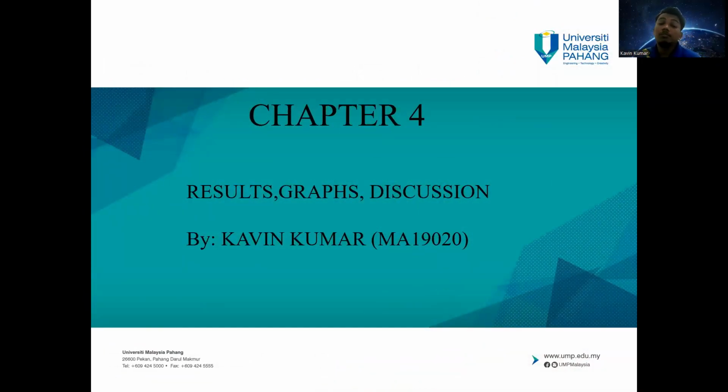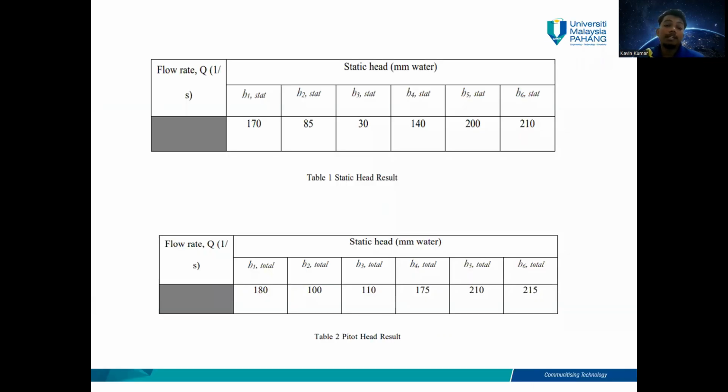So today I would like to give a talk on chapter 4 of the lab, which involves the result, graphs and the discussion of the lab. As the first thing, we have managed to take the static head reading and the static pitot head result of the experiment, which consists of 6 different H, and the H stands for the 6 different positions in the venturimeter. So 6 of them have a different cross-sectional area.